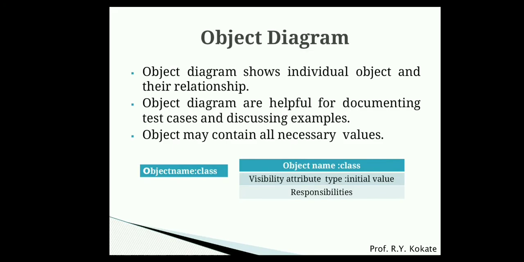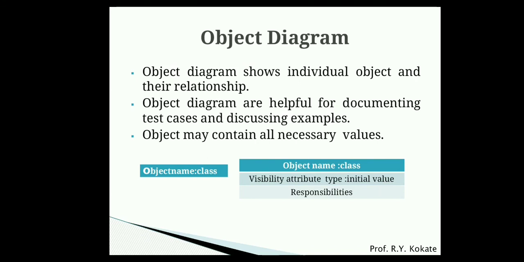What is object diagram? Object diagram shows the individual objects and their relationship. Object diagrams are helpful for documenting the test cases and discussing the example. Because object diagram contains all the necessary values. In object diagram we pass the values.